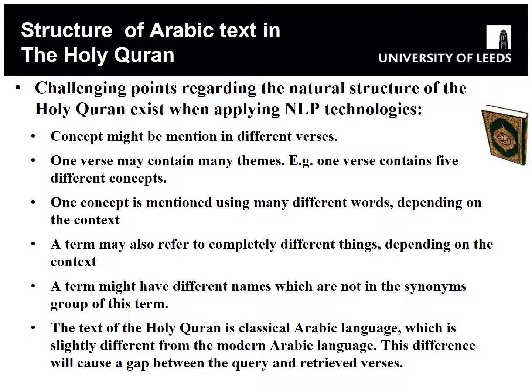An example of this is the concept of Prophet Muhammad ﷺ, mentioned as Muhammad, Ahmad, and also Muddathir, Muzammil and so on. The other point, a term may also refer to completely different things depending on context. The text of the Holy Quran is classical Arabic language, which is slightly different from the modern Arabic language. These differences will cause a gap between the query and retrieved verses.